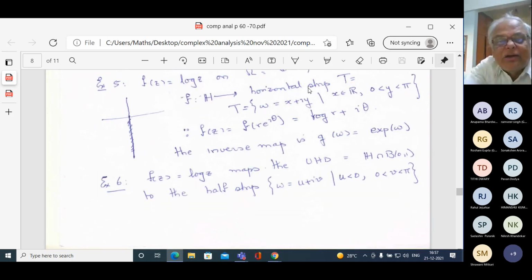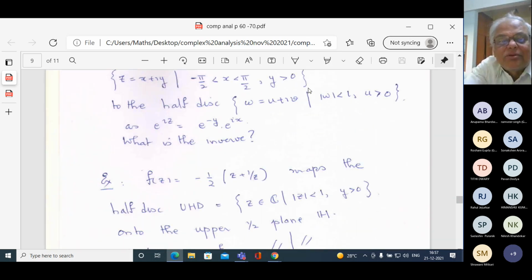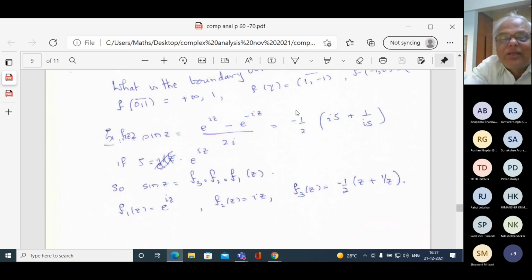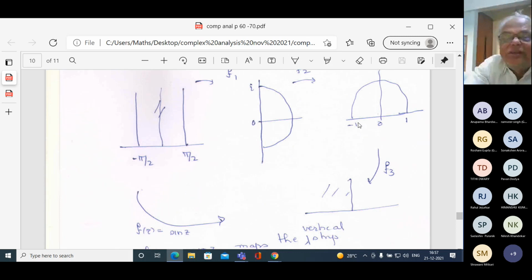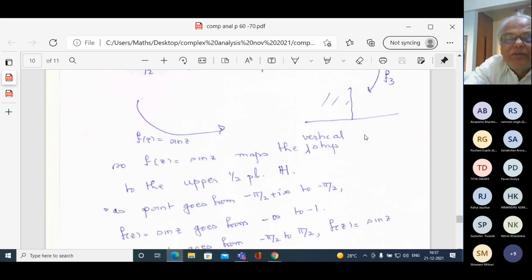So anyway, I had done various cases and then talked about various functions. Finally, I stopped with sin z. I said sin z is something like this. It's a composition of so many functions, and you're mapping various things to various things, and you get the upper half plane.